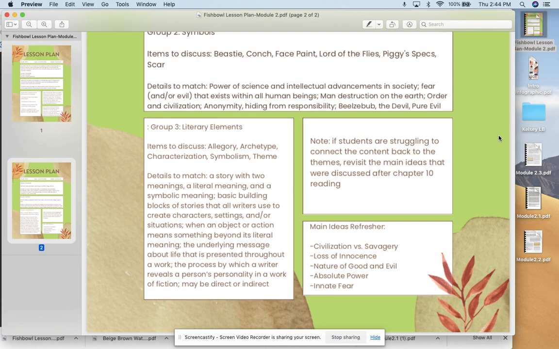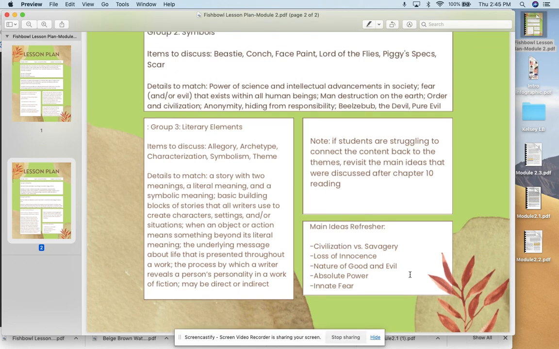If students are struggling to connect the content back to the themes in the post-fishbowl discussion of the whole group setting, we can revisit the main ideas that were discussed after the chapter 10 reading. Before we do the fishbowl lesson, we discuss some of the main ideas of Lord of the Flies. And sometimes I will put a refresher up on the active board to kind of jog their memory about these main ideas, because most of the themes of the novel stem from these main ideas. So the concept of civilization versus savagery, the loss of innocence, the nature of good and evil, absolute power, and innate fear, all of these can contribute to these overall themes in this post-fishbowl group discussion.